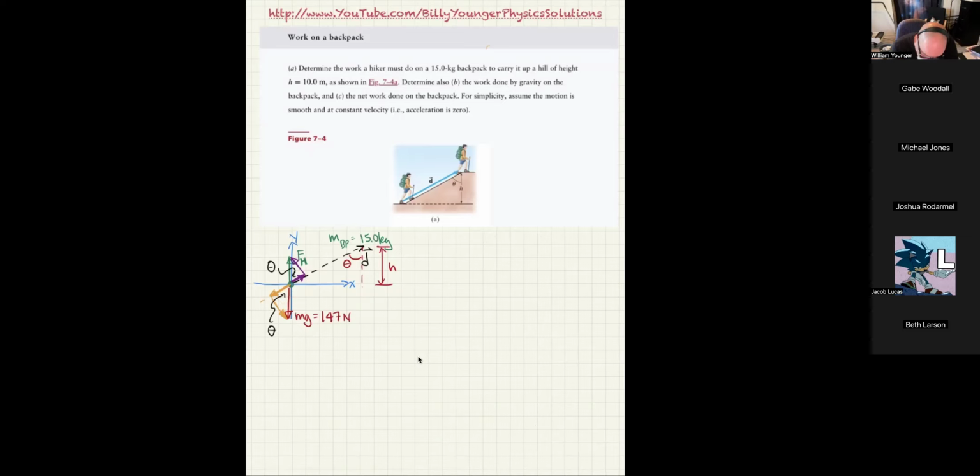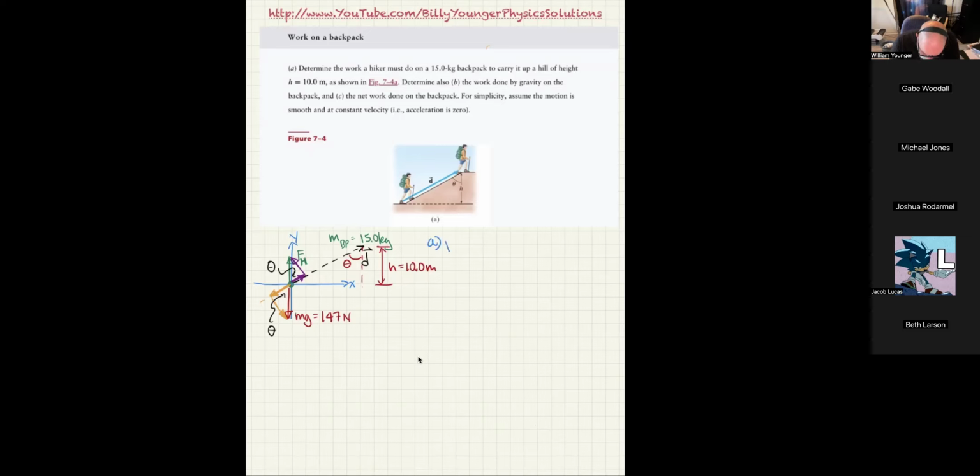So first off, for part A, we're saying determine the work the hiker must do on the 50 kilogram backpack to carry it up the hill of height h equals 10 meters. So I should go ahead and finish that out. That's 10.0 meters. So we have that. We have a displacement, which is that whole hypotenuse of that hill there, but we don't know that, but hopefully it'll work out. So let's look at part A.